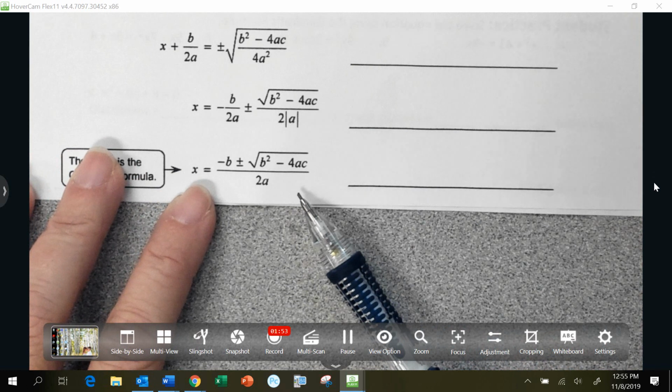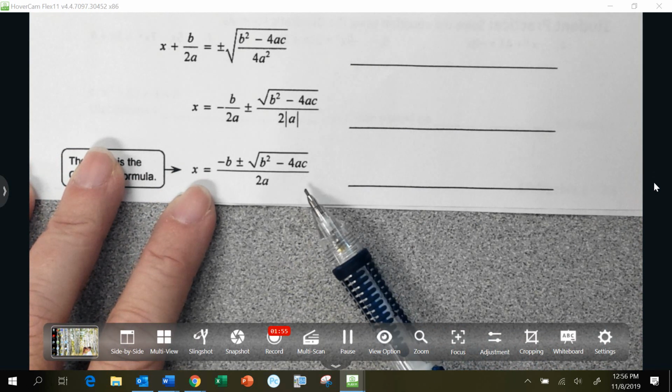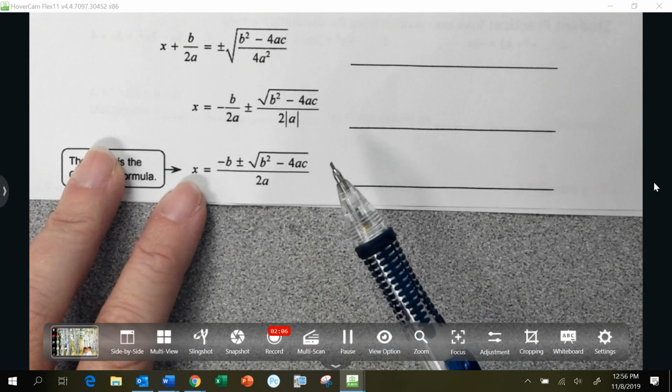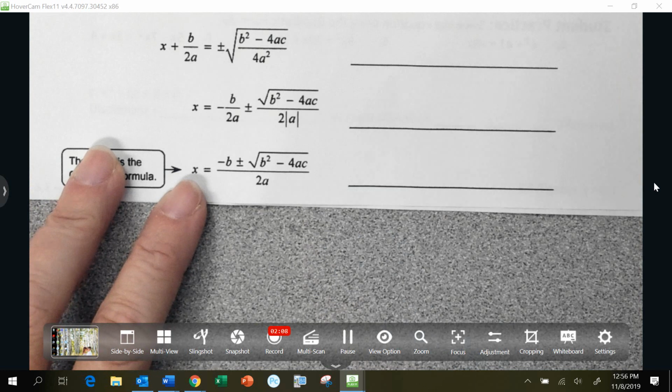And you're so lucky today, because this formula has a song. So we are going to sing it. And if you don't want to sing it as a group, you can do a solo.